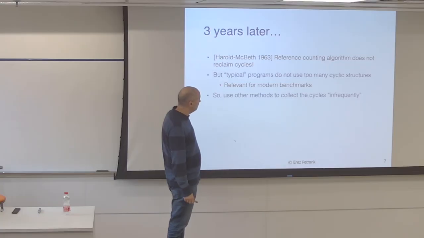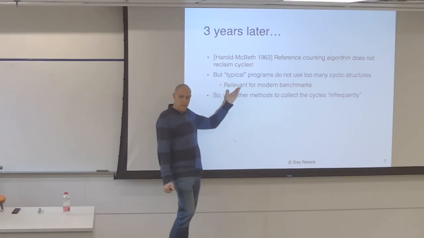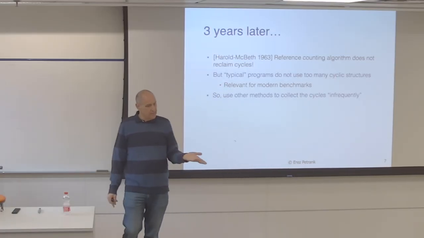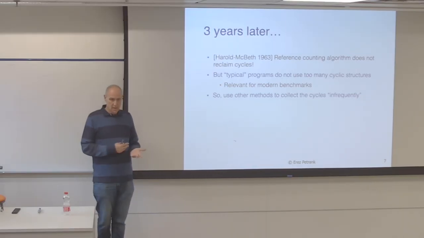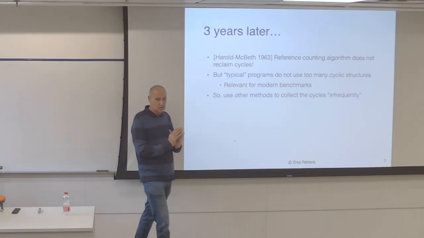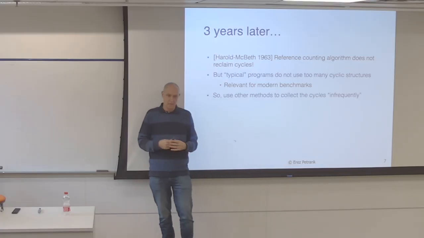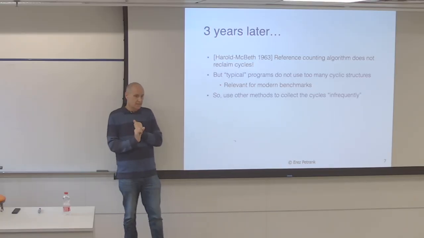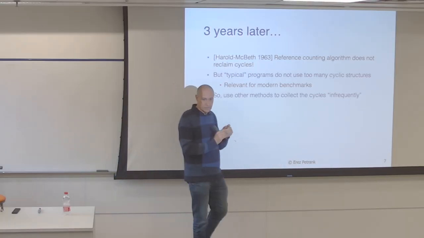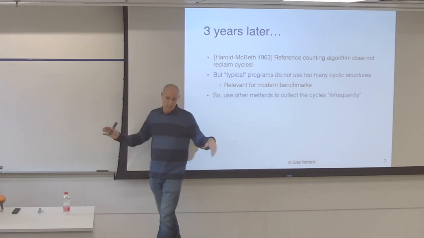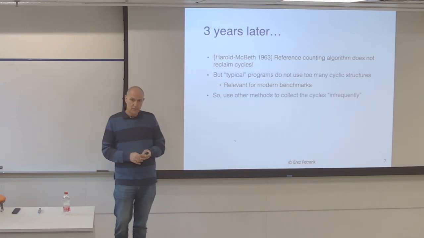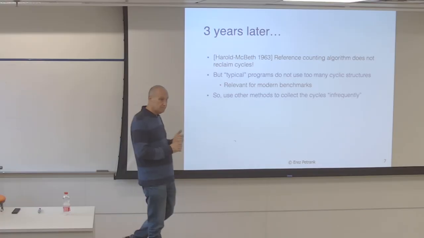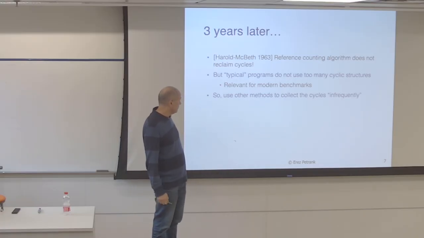Okay, but typical programs do not use too many cyclic structures. This is what they said then. It's still true today. If you look at most of the modern benchmarks, they don't use any cyclic structures. There is, for example, javac, a benchmark. It's a Java compiler. It does use a doubly linked list, which is a cyclic structure, for representing code. And so for that, you would have a problem, but most programs do not use it.